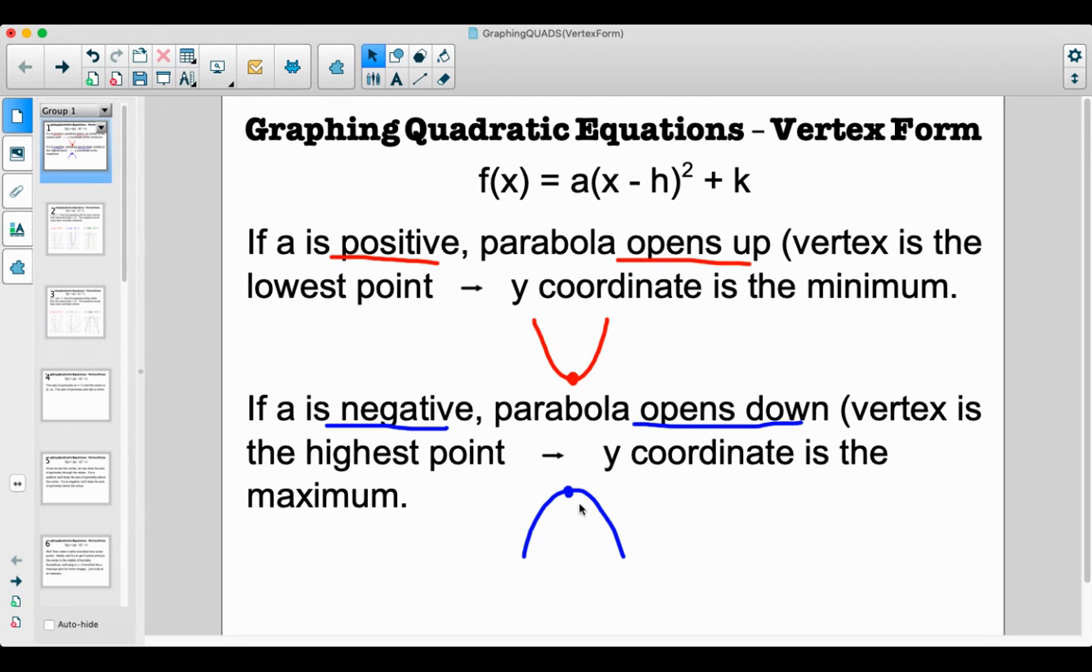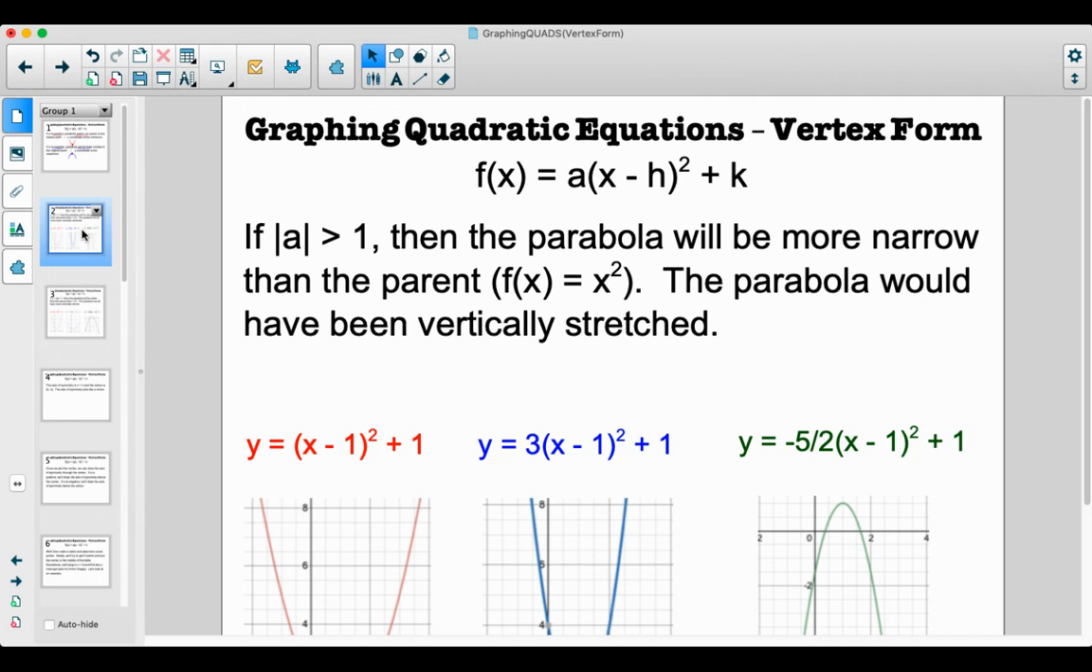Again, your vertex is your highest point in this case, and the y-coordinate of the vertex is then considered to be the maximum. So the vertex is (x, y), and just the y in this case is considered the maximum. It also impacts how wide or how narrow the graph is, like it did with absolute values. So if the absolute value of a is greater than 1, your parabola is going to be a bit more narrow or steeper, if you want to view it that way, than whatever the parent or basic version would look like.